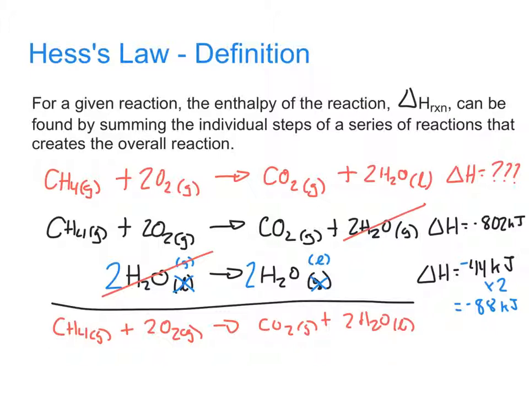In order to determine this enthalpy of the reaction overall that we're looking for, we simply add the 2 enthalpies that we had in each step. So the first step was negative 802 kilojoules. We add to that negative 88 kilojoules. We're going to get an answer of negative 890 kilojoules. This is a reaction that actually has been done, that actually is recorded, and this is in fact the heat of reaction that is given off when this reaction takes place.